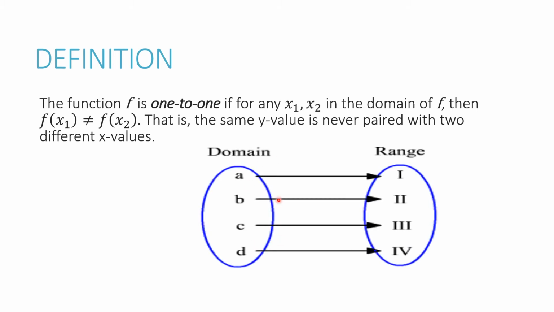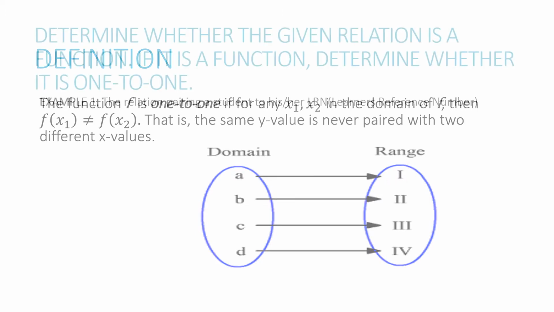So this is a graph or mapping graph para to represent the definition of the one-to-one function. So again, one value of the domain is equivalent to one value of range. Kaya siya tinawag na one-to-one.